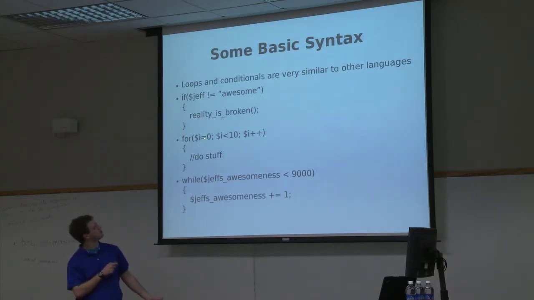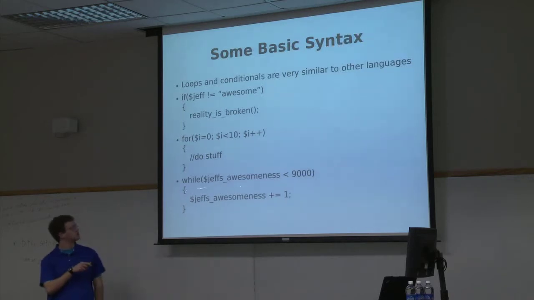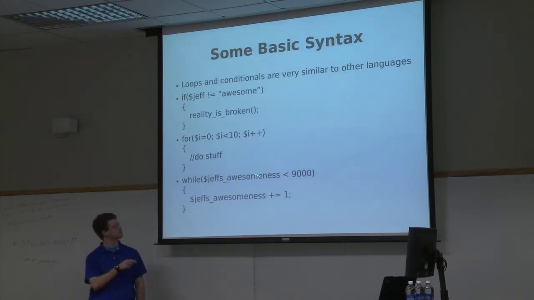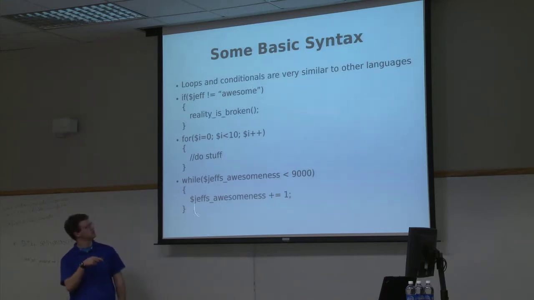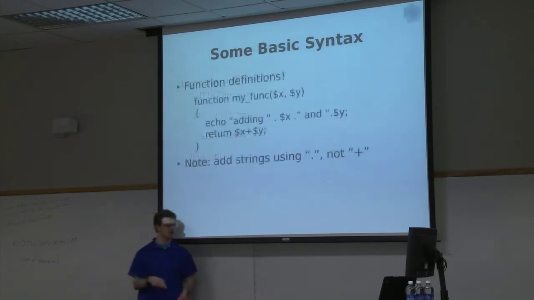You have a for loop. You can just make a variable, and then while i is less than 10, increment i each time, and do some stuff with that. It's a for loop just like it would be in any other programming language. Same thing with the while loop. If you have a variable called Jeff's awesomeness, and it's less than 9,000, just keep going and add 1 each time until it's not, and then you're done. Because we want my awesomeness to be over 9,000.